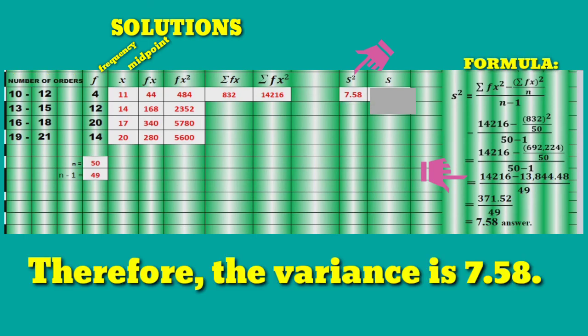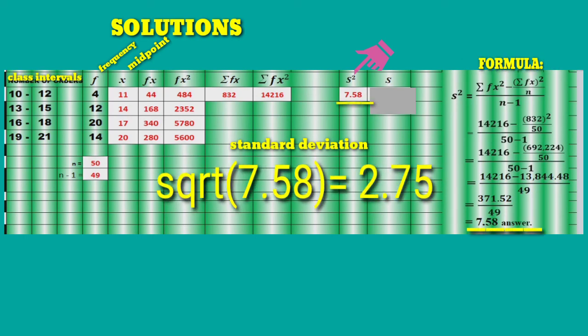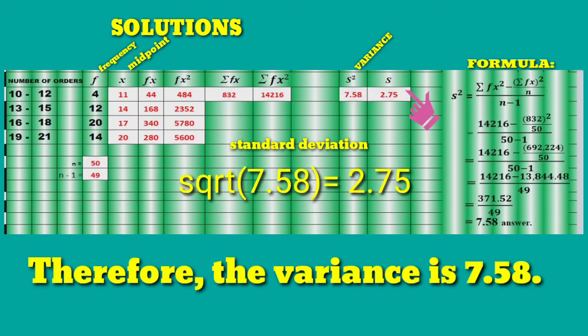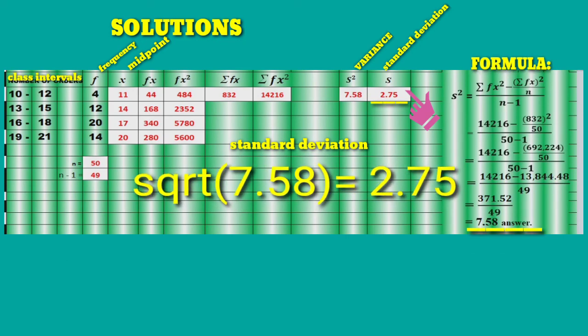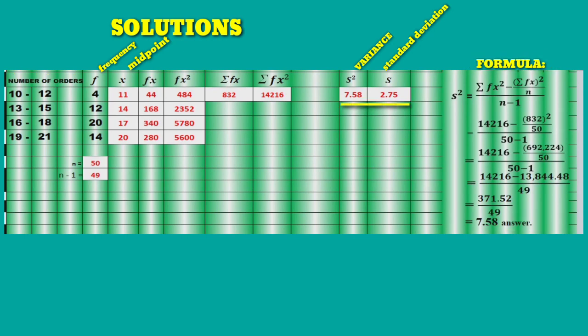And to get the standard deviation, just compute the square root of your variance, and that will be our standard deviation, which is equivalent to 2.75. Right, that is how to solve the variance and standard deviation for group data.